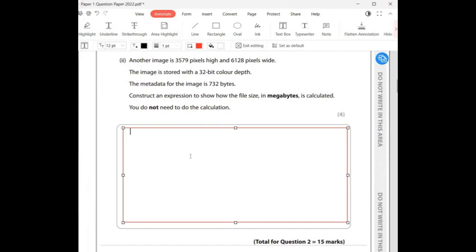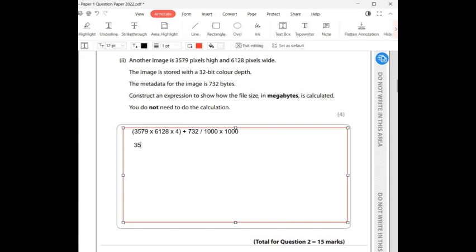So, one of the expressions I would do if I was doing this, I would be tempted to have, in brackets, 3579 times 6128, and then times that by 4, and then add 732, and then divide that by 1,000 times 1,000. That's one of my possible solutions there.